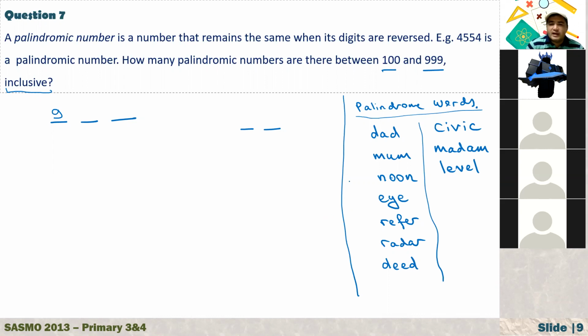Anyway, Sadiq, how many 2-digit numbers do we have? 90. We start from 10, 11, 12, 13, 14, until 99. How many numbers? 90. How do I know that?